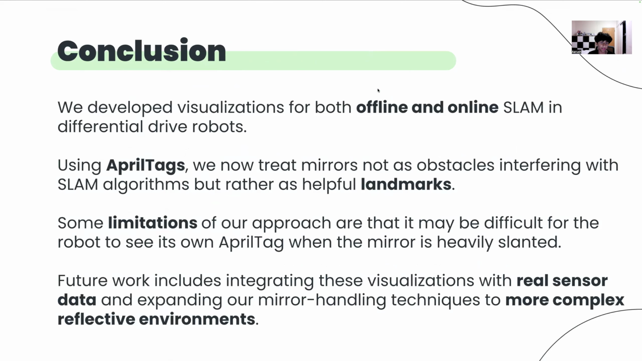Now, in conclusion, we developed visualization for both offline and online SLAM for differential drive robots. Using AprilTags, we now treat mirrors not as an obstacle interfering with SLAM. However, we treat them as rather helpful landmarks used for moving around a pathway and optimizing pose graphs. So a limitation of our approach is that it may be difficult for the robot to see its own AprilTag when the mirror is super slanted.